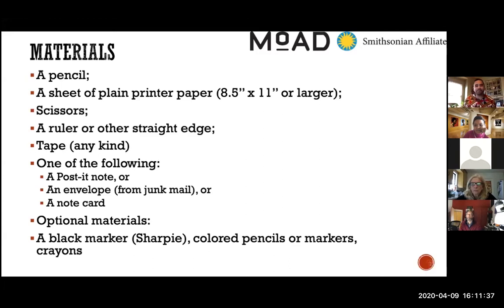Optional materials that we may or may not get to today are a Sharpie or any other black marker that you may have, colored pencils or markers or crayons or something else, but we may not get to that component today, just so you know, within the constraints of our one hour.